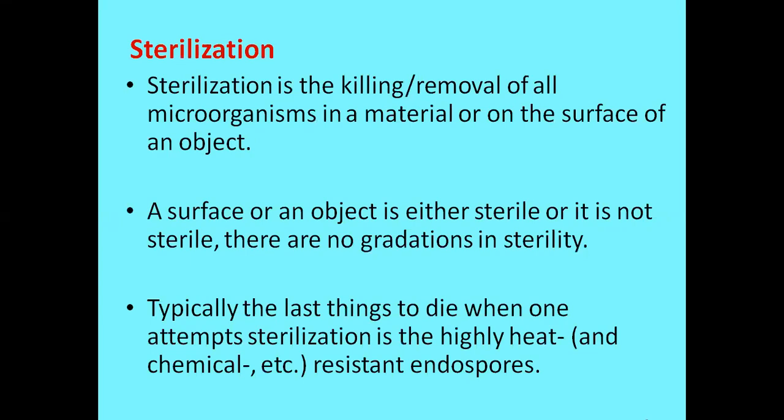A surface or an object is either sterile or not sterile. Here we cannot say there are gradations, for example, 50% sterile or 60% sterile. No gradations are applicable in sterilization. You can only say a material is sterile or not sterile. Typically, the last things to die when one attempts sterilization are the highly heat resistant endospores. So if a material or process kills endospores, you can make the material sterile.